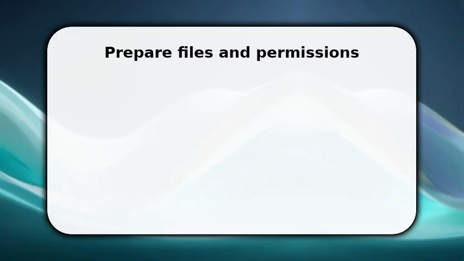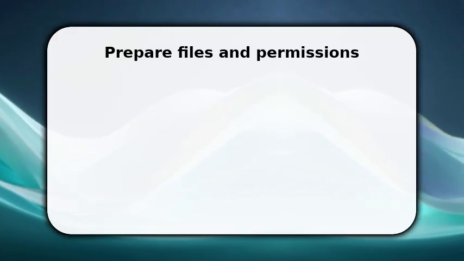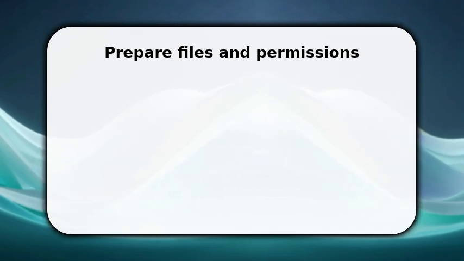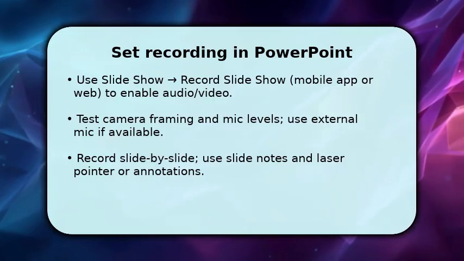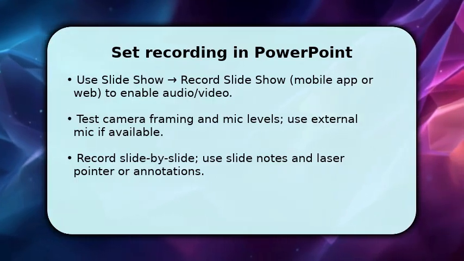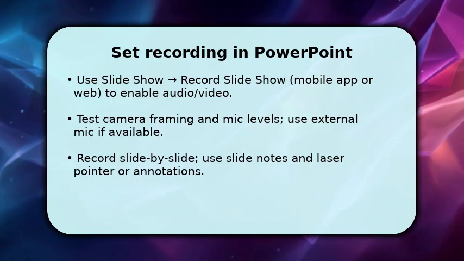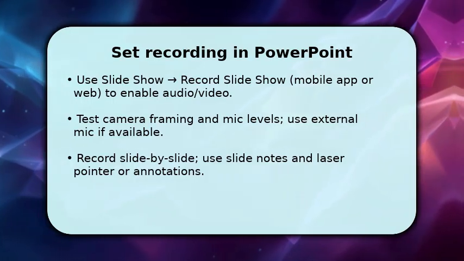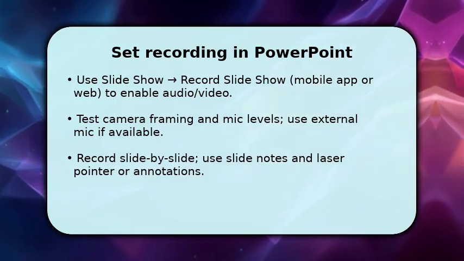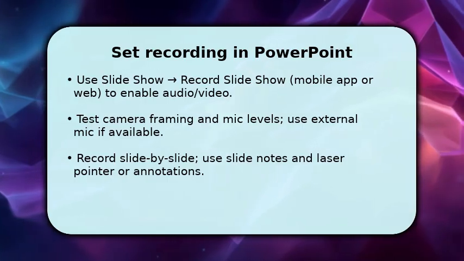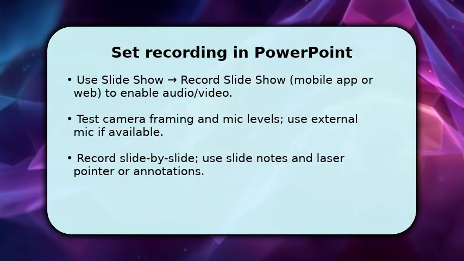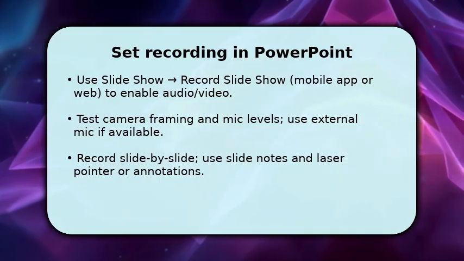Now position your phone on a tripod or stable surface, so framing and audio remain consistent throughout the recording. You'll now enable recording inside PowerPoint and run a short test. Open Slideshow and choose Record Slideshow, or the mobile equivalent, to capture audio and video per slide. Test camera framing and speak at normal volume while checking mic levels. An external lavalier improves clarity when available.